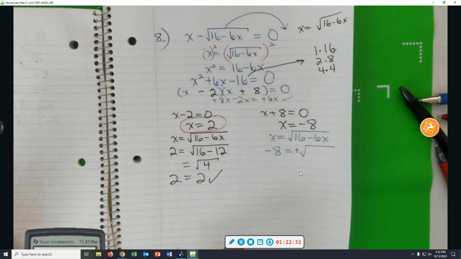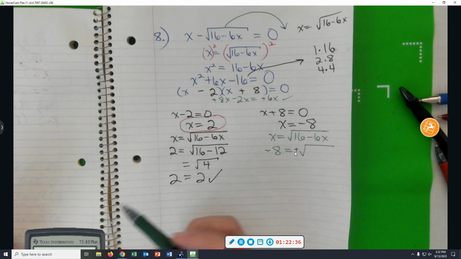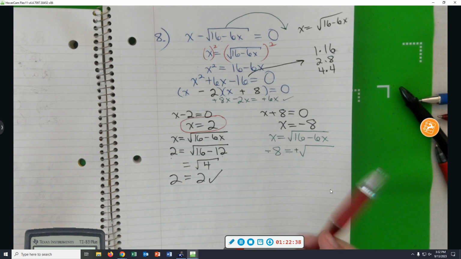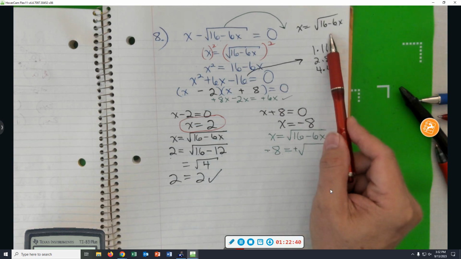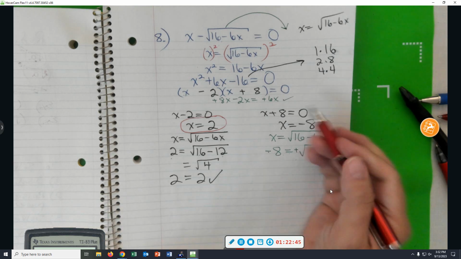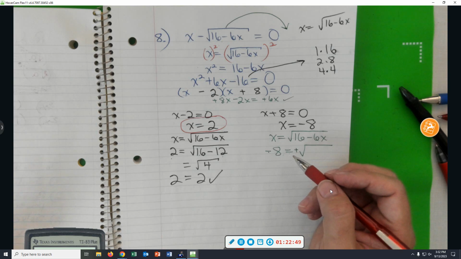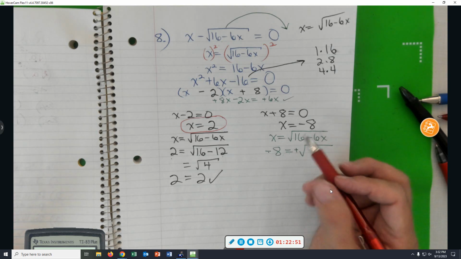Positive? Can a negative 8 equal a positive number? No. So you don't have to go through and check the rest. If you use the isolated form, it's easier to spot the numbers that are not solutions. Y'all understand my logic there? Those of you in the peanut gallery, y'all understand my logic?